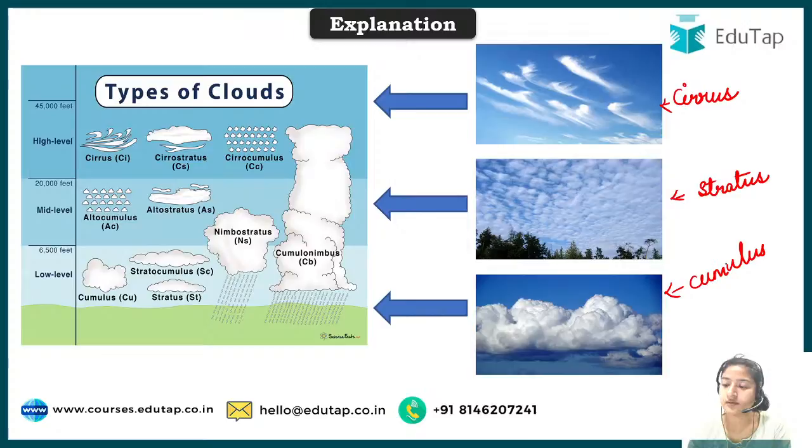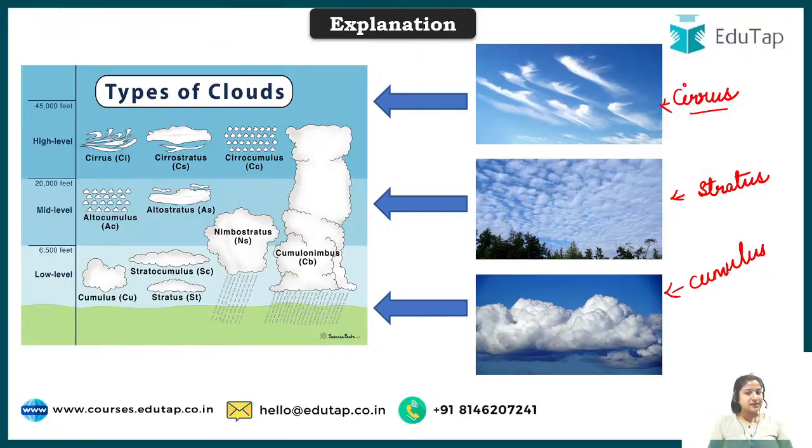So what is a cirrus type of cloud? Cirrus clouds are feather-like clouds that you must have observed in the atmosphere. Stratus, as you can see in the picture and must have observed also, are clouds in a horizontal line, many clouds present horizontally. It is known as stratus, and cumulus is more like cotton candy that you must have observed, right?